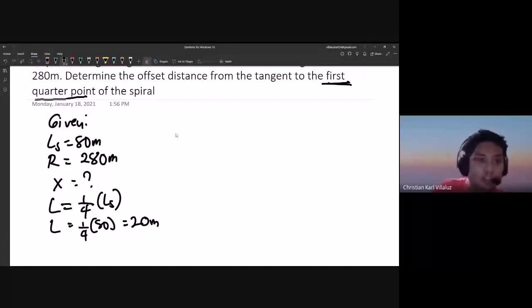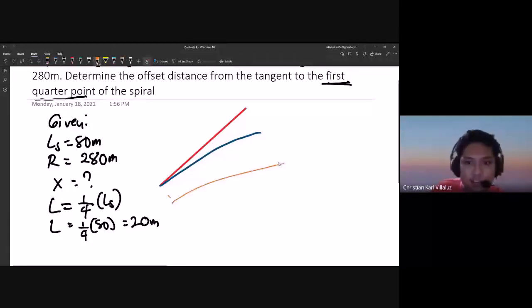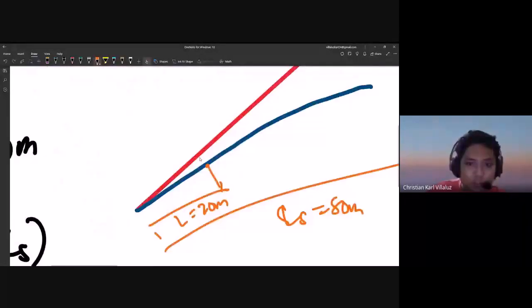So gusto pa nating tingnan yung figure, gawa ng figure. Ito yung tangent mo at ito din yung spiral curve. Yan yung spiral curve. So this is LS. LS, 80 meters. Yung first quarter point natin, let's say nandito. 20 meters. Pinapahanap, offset distance is right here. Perpendicular distance from the tangent.